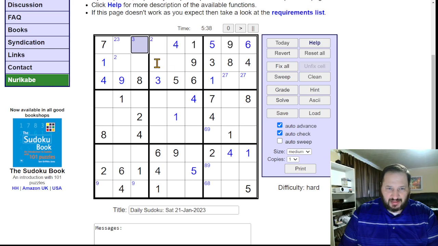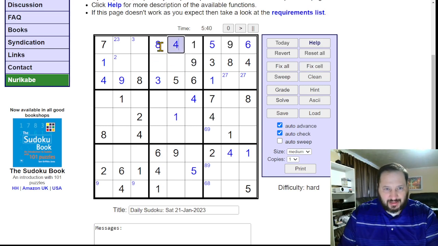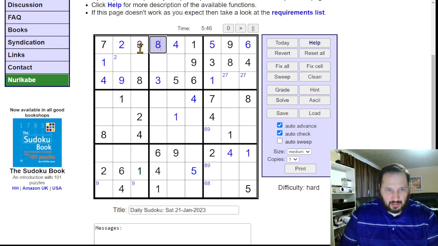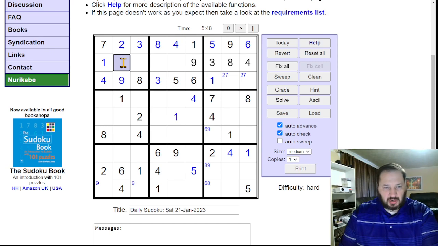Now, of course, we have an 8 that goes across here. This is the only spot left to be an 8, which now means this is the only spot left to be a 2, and this is the only spot left to be a 3. And then we'll clean up our pencil marks there.